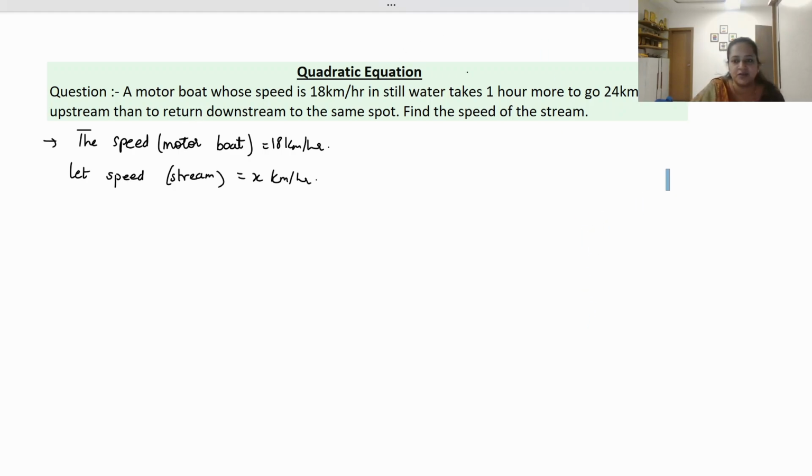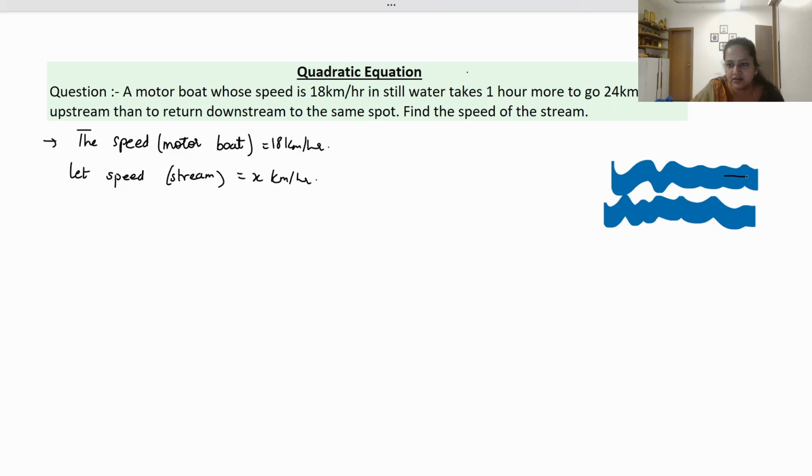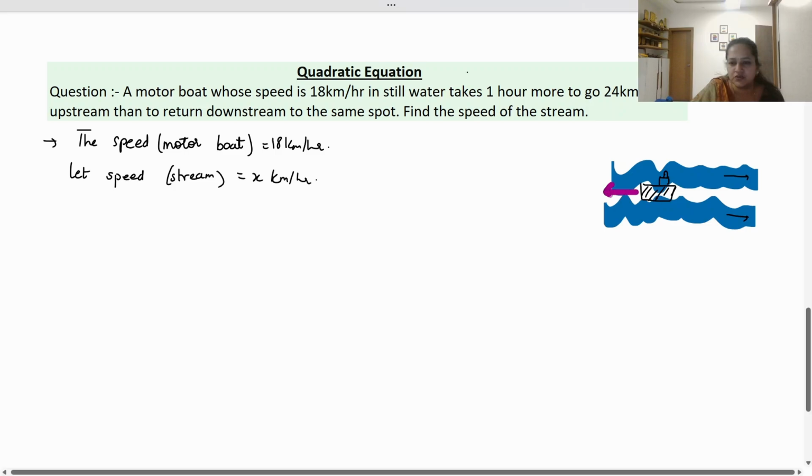Now, what do you mean by upstream and downstream? If this represents a water current, children, and the direction of the water current is from left to right, we are just assuming, and we have a motorboat over here, for example. Now, if the motorboat moves in the direction opposite to that of water, means it is going in this direction and water is flowing in this direction, then such movement is called upstream movement.